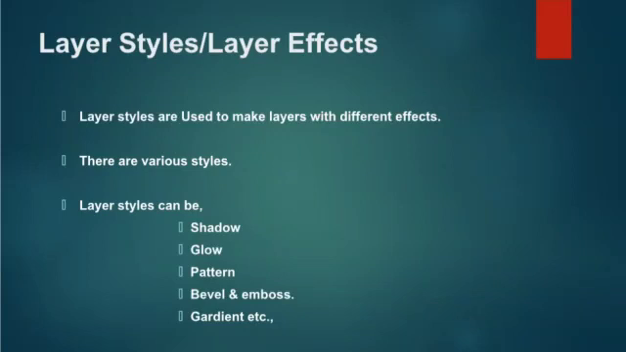What is meant by layer style? Layer styles are used to make layers look impressive with different effects. There are various styles that can be applied to the layers. Those styles can be in the form of shadow, glow, pattern, bevel and emboss, gradient, and so on. So these are different kinds of layer styles. Those can be selected by using the layer style option in the layer menu.